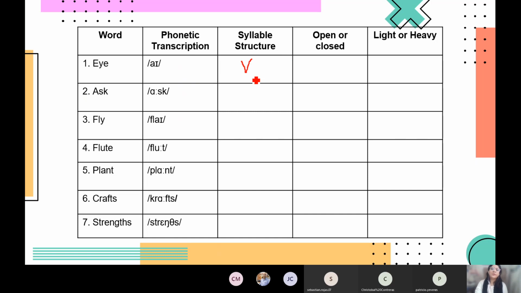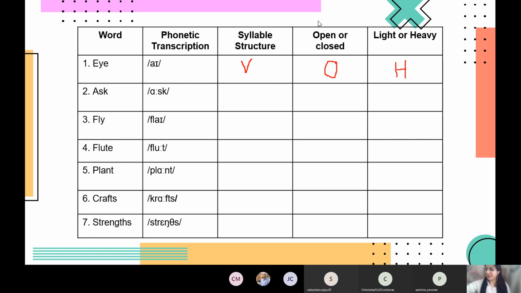And then for open or closed, I am going to see if a coda is present or not. In this case, there is no coda present, so it's an open syllable. And then in the last square, light or heavy, in this case, it's a diphthong, so it's a long vowel sound. Therefore, it's heavy. It doesn't have a coda, but because it's a long sound, it's heavy.